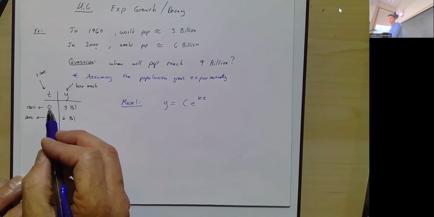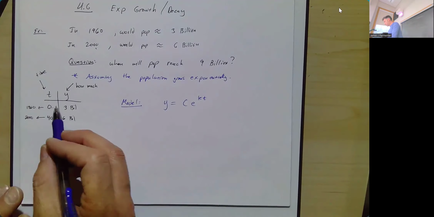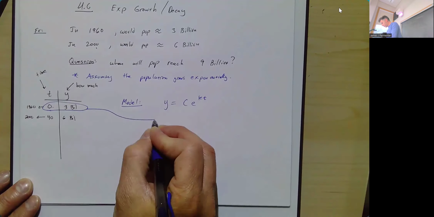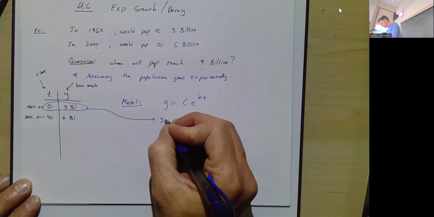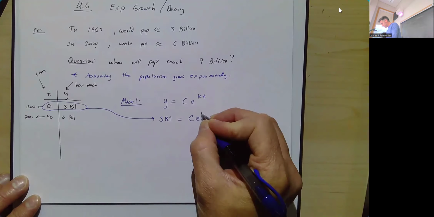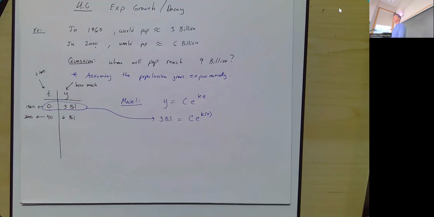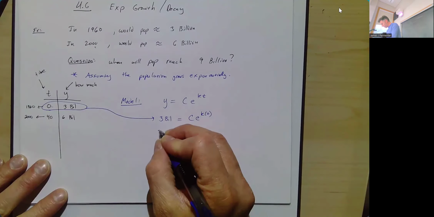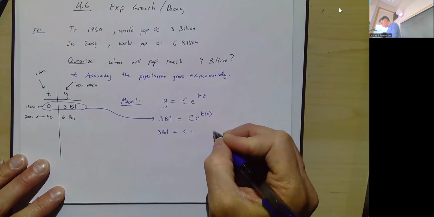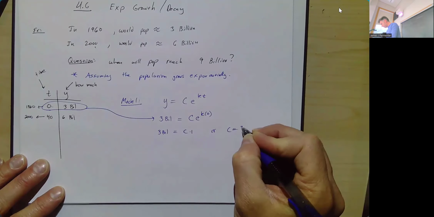Usually, if we're given time equals 0, it's easy. So I'm going to plug in this data. y is going to be 3 billion, and t is going to be 0. k times 0 is 0. e to the 0 is 1. So really what I have is 3 billion equals C times 1. Or in other words, C is equal to 3 billion.